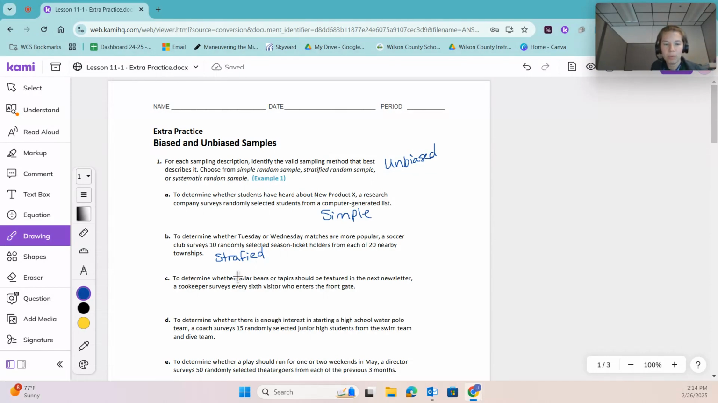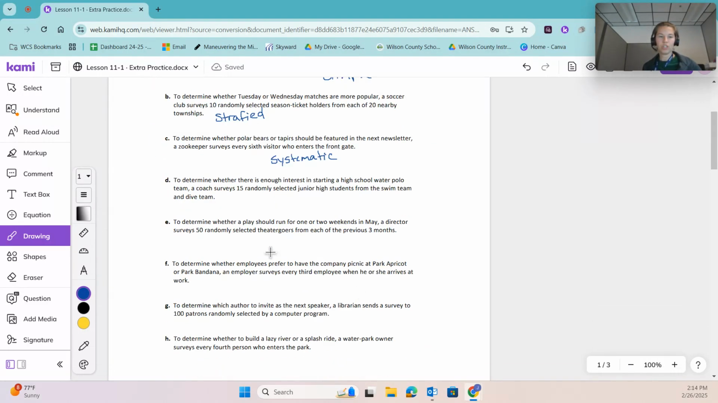This next one says, to determine whether polar bears or tapirs should be featured in the next newsletter, a zookeeper surveys every sixth visitor who enters the front gate. This is systematic, because you're doing every sixth person who comes into the zoo. There's several more that you can try about those simple, stratified, and systematic random samples. Again, these are all random, therefore unbiased.